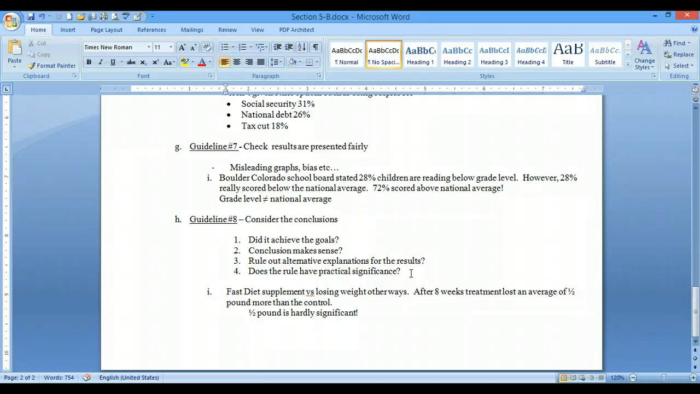For our next example, a fast diet supplement versus losing weight other ways. After 8 weeks of treatment, those who were in the treatment group lost an average of half a pound more than those in the control group. Well, half a pound is hardly significant. If you're on an analog scale, you can probably not even barely see what the half a pound is in between the two little tick marks. So, does it have practical significance? No. That's guideline number 8.